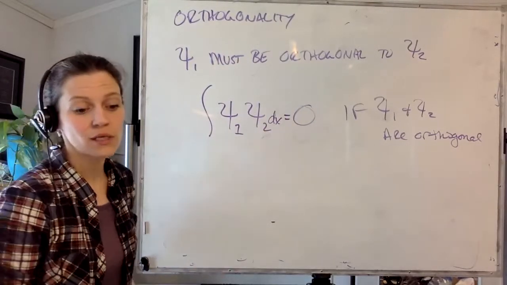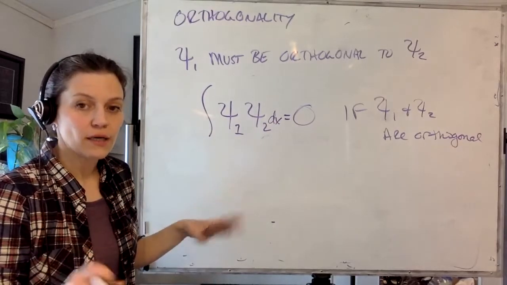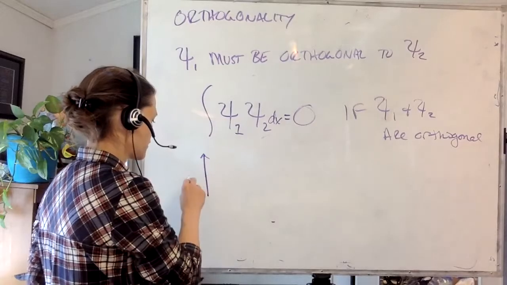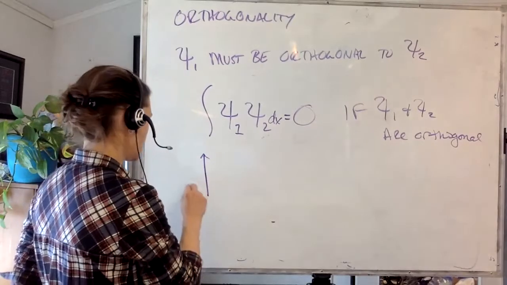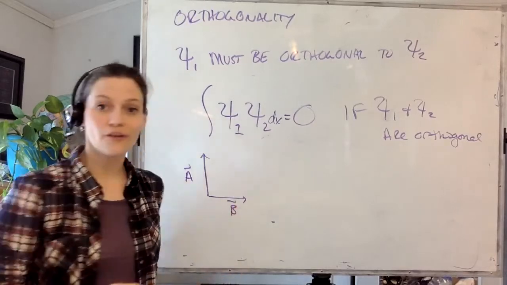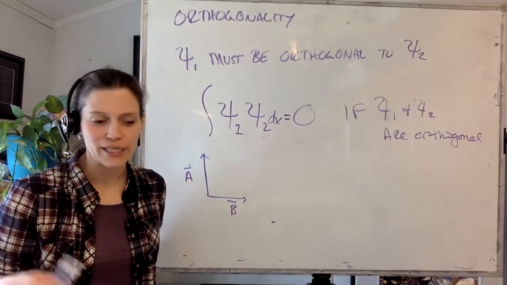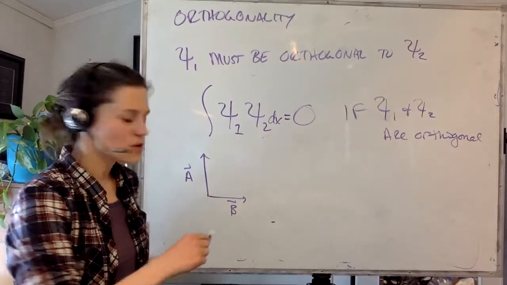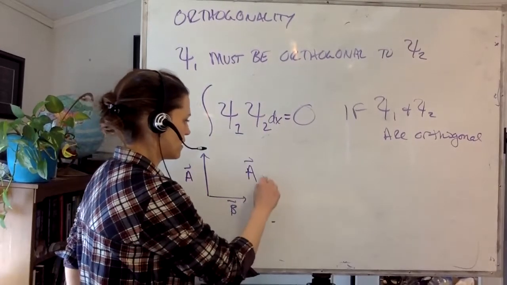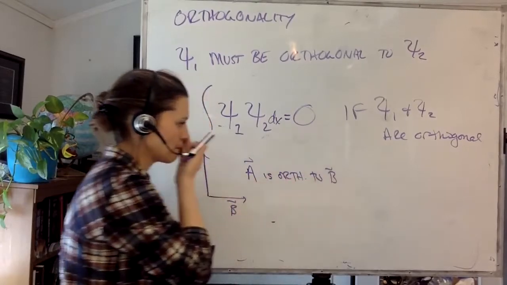This is important. One thing I want you to think about with orthogonality is vectors. If two vectors are orthogonal to one another, so here's vector 1, and this is vector 2, these are orthogonal to each other, also known as perpendicular, but perpendicular in n-dimensional space. So if this is A and this is B, A is orthogonal to B.